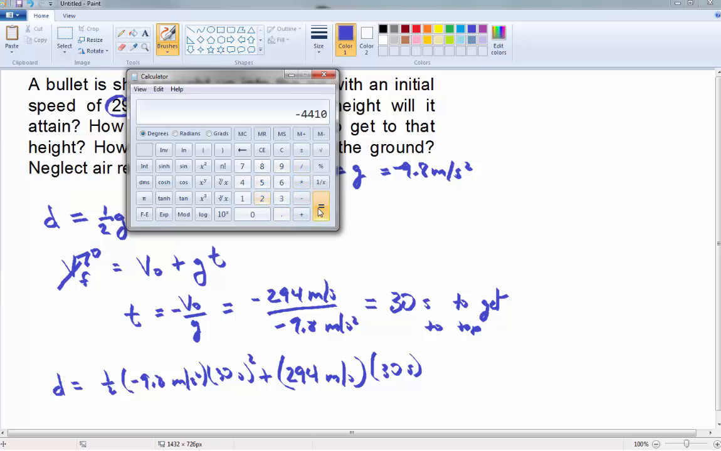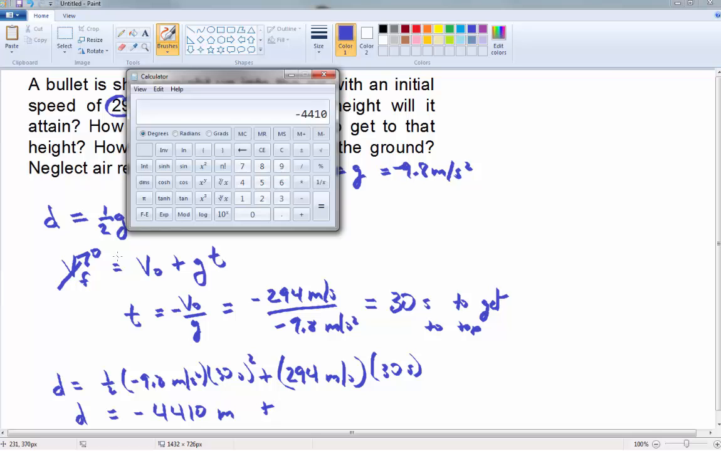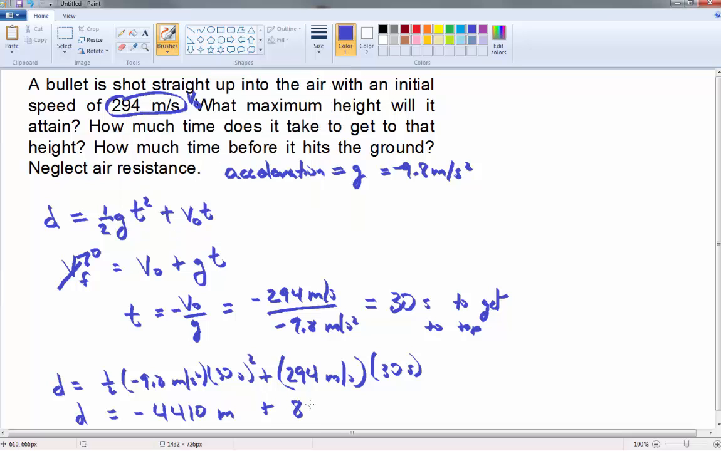So for this first part, we'd have d is equal to negative 4,410 meters, and then to that we're going to add, so plus, we'll go ahead and put this in parentheses, 30 times 294. So that's 8,820. And if we add them, you get 4,410 meters. That's how high up this thing is going to go.